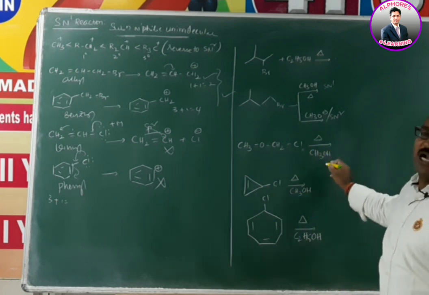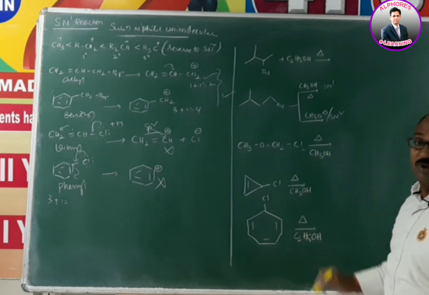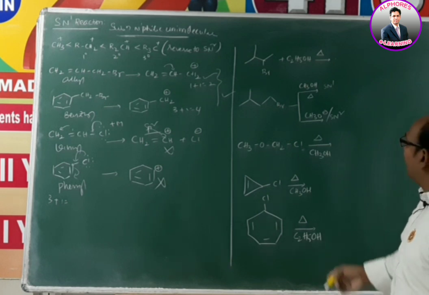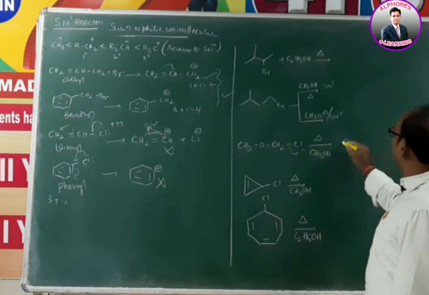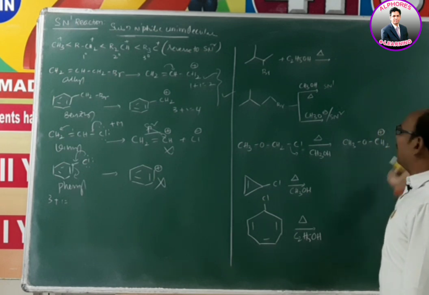Here the nucleophile is not a charged one, no doubt. That's why SN2 is not possible. Ultimately it is SN1. So for SN1, what is the basic requirement? A carbocation. After leaving the Cl, what are we getting? CH3O CH2 plus.